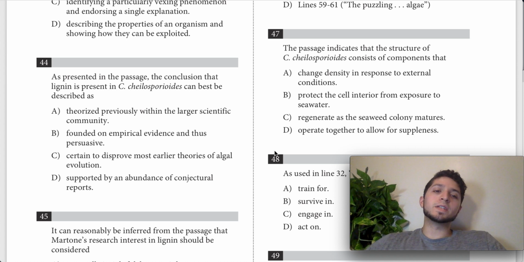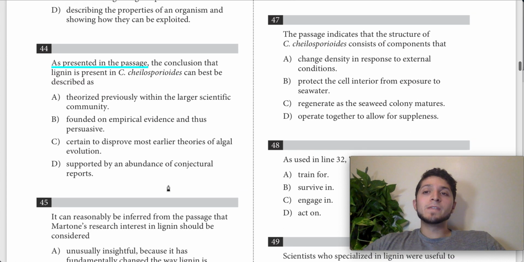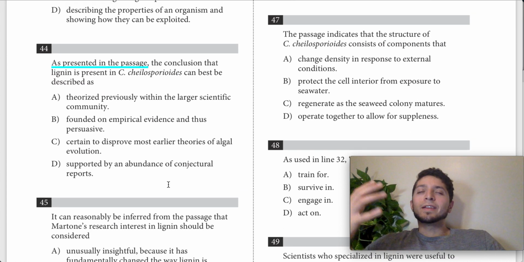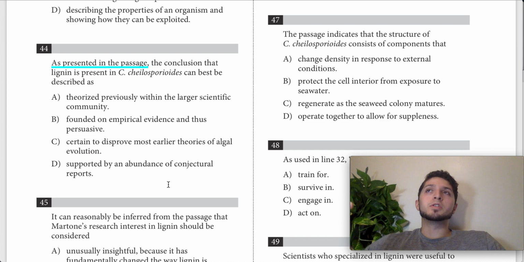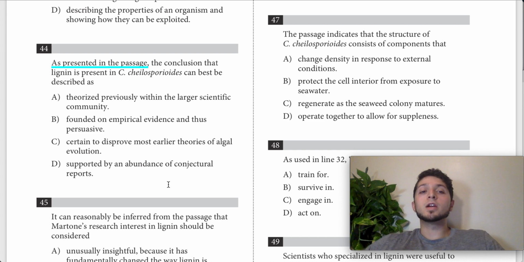The question reads, as presented in the passage, the conclusion that lignin is present in this algae can best be described as something. To solve this question, we should first know what category it is in. It starts by saying "as presented in the passage," which I would put in the "according to the passage" type of questions. These are the questions where you really need to go back and identify a specific single sentence within the passage to help you answer it.